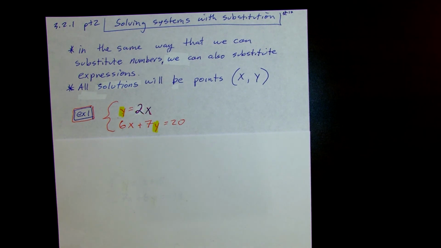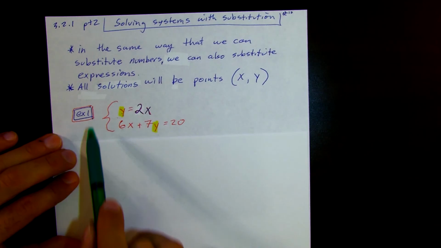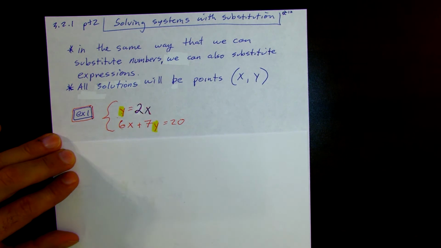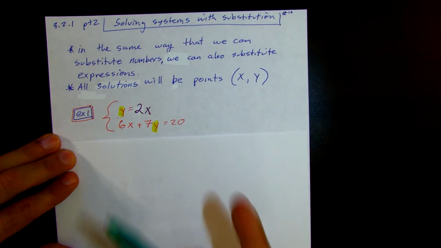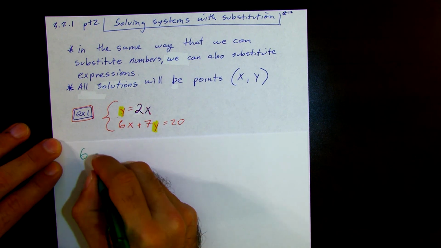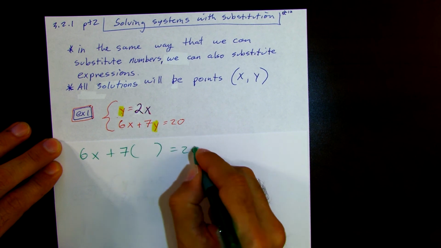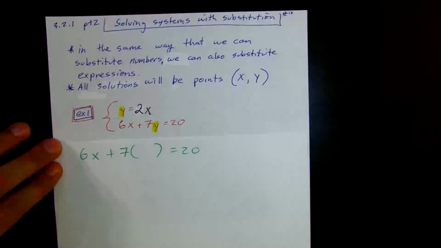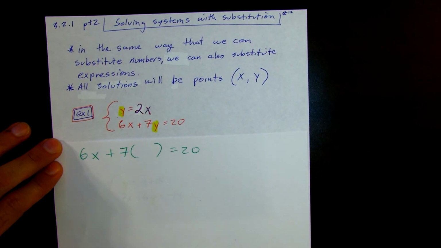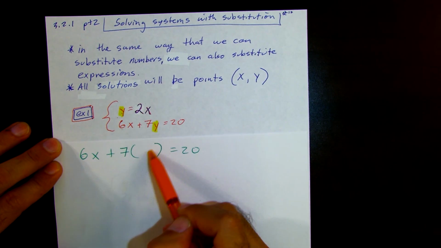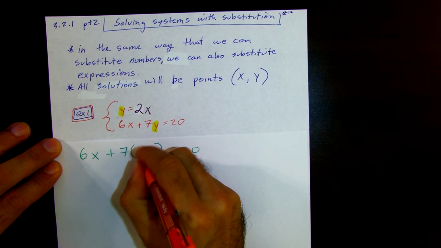Okay, so let's look at this now. We don't have to add. We're not doing elimination where we're going to add together these two equations and try to get rid of one of the variables. We're actually doing something a little easier. Watch what we're going to do. We're going to take 6x plus 7. I'm going to leave space. It's equal to 20. You see how that's just the bottom equation there. Now watch what I'm going to put in there. Because y is equal to 2x, I could take 2x and put it where the y was. Now I have 2x there.